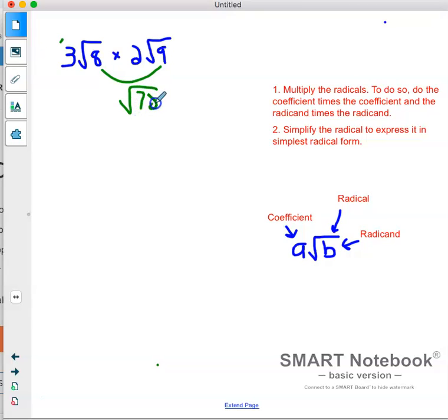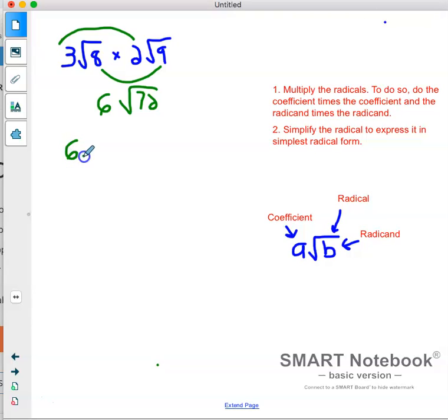And we would also do the coefficient, which is the 3, times the other coefficient, which is 2. So 3 times 2 is 6. You can look here for that vocabulary, right? The coefficient is the number outside the radical, and the radicand is the number underneath. Now that we've multiplied, we still want to simplify.